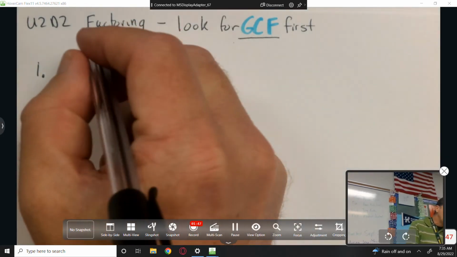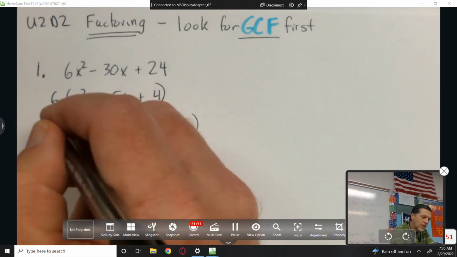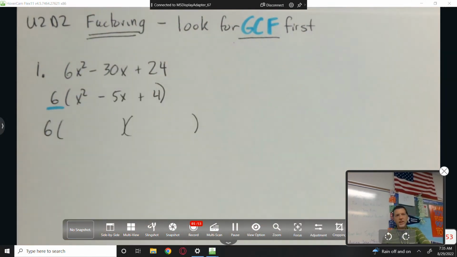And since we're only factoring today, we're not solving, that 6 needs to just go along for the ride. If this was equal to 0, then we could kind of throw the 6 away because it wouldn't give us any answers. But since we're just factoring today, that 6 needs to stay there.